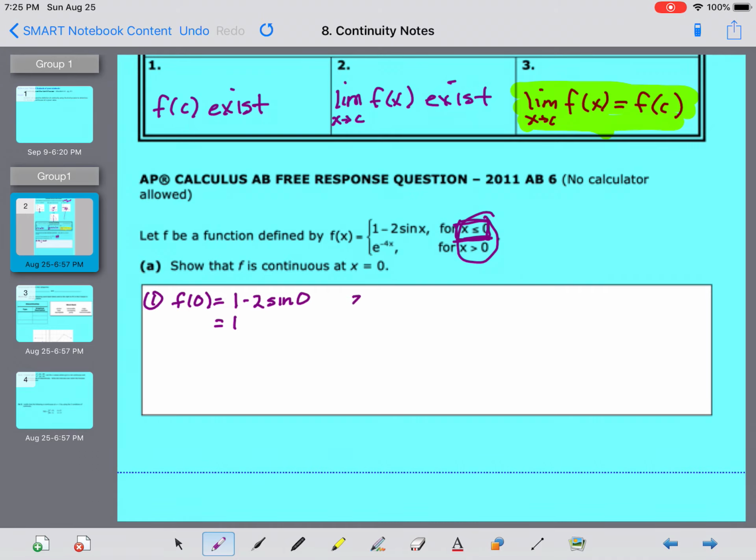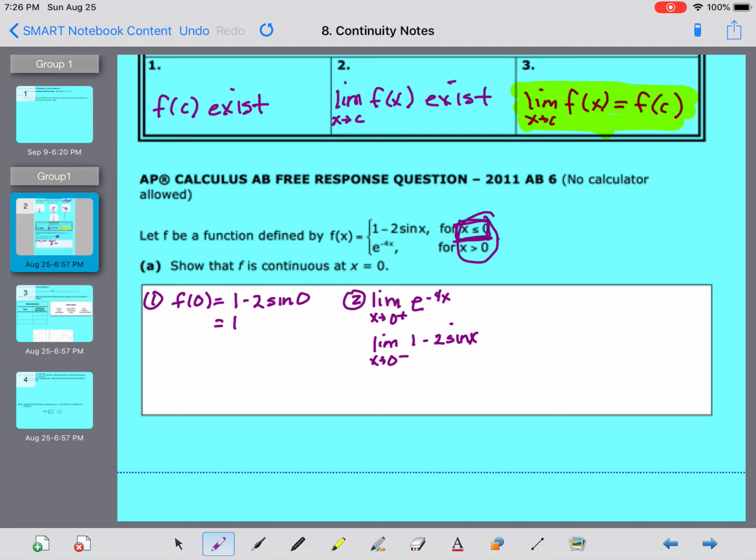Second thing I want to do is look at the limits. Because of the fact that this is piecewise, remember we're going to have to do a limit from the left and a limit from the right to prove that the limit does exist there. So I'm going to just start doing that. Limit as x approaches 0 from the positive side. The limit as x approaches 0 from the negative side. The positive side being the greater side, so e to the negative 4x. We definitely want to show this. And the bottom, 1 minus 2 sine x.